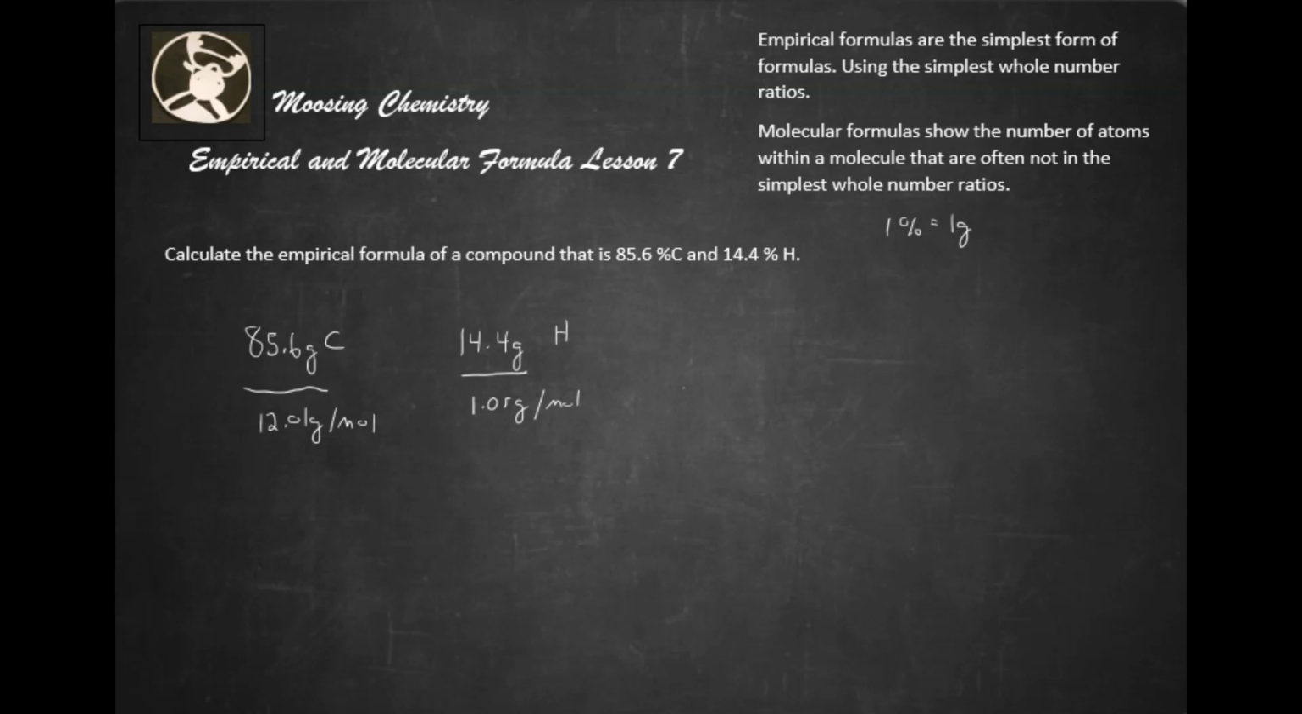All right, when we do this, the first one, 85.6 grams divided by 12.01, that's going to give me approximately 7.12, or actually closer to 7.13. 7.13 moles there. And then we'll do 14.4 divided by 1.01, and that's going to give me approximately 14.26. So let's see. Let's get this right.